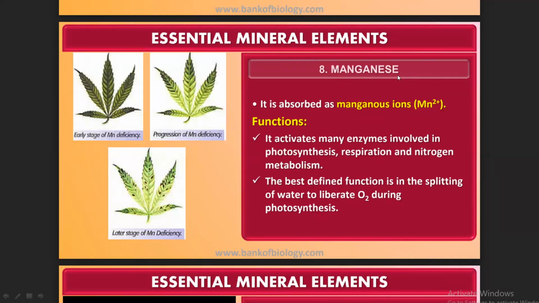Next, we have manganese. Manganese, where is it present? Magnesium is in chlorophyll. Manganese is absorbed as manganese ion. It activates many enzymes involved in photosynthesis, respiration, and nitrogen metabolism. The best defined function is in splitting of water to liberate oxygen during photosynthesis. So this manganese ion is used to liberate oxygen from water during photosynthesis. What is this process called? Photolysis of water.